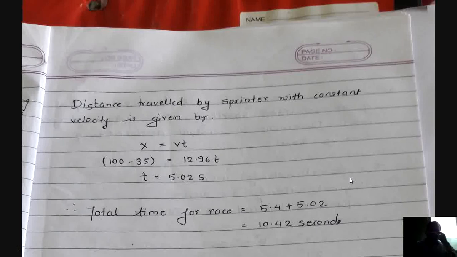So the distance traveled by the sprinter with constant velocity is 100 minus 35. The total distance of the race is 100. Without constant velocity, it traveled 35. So we get this distance.